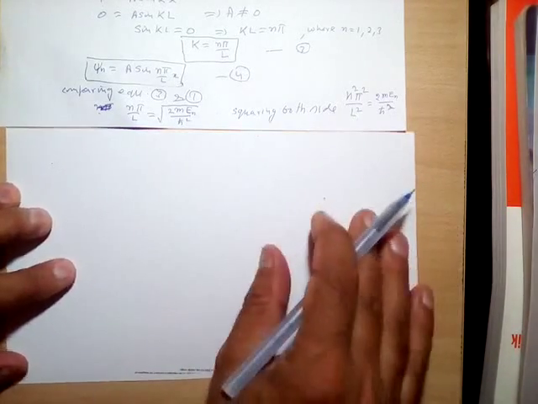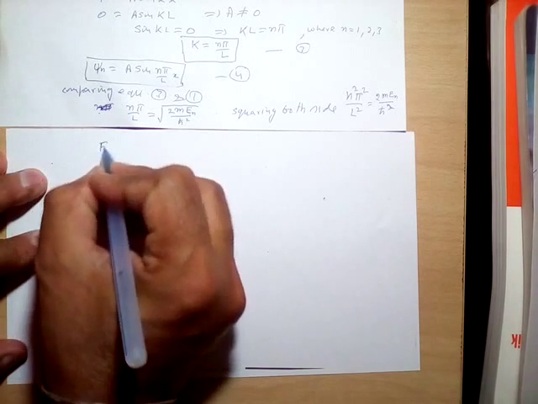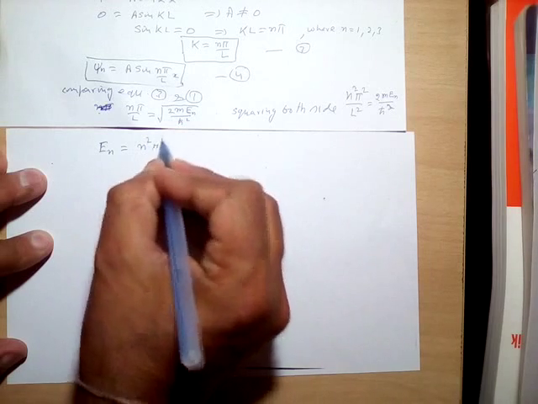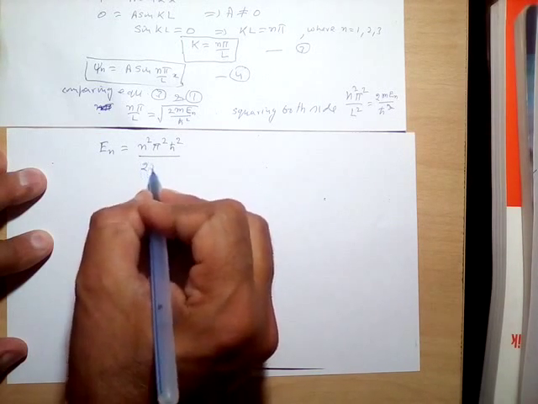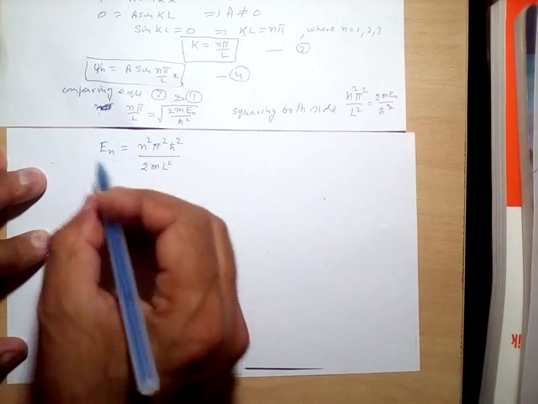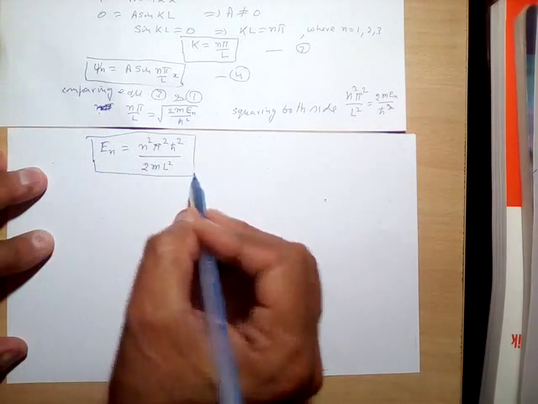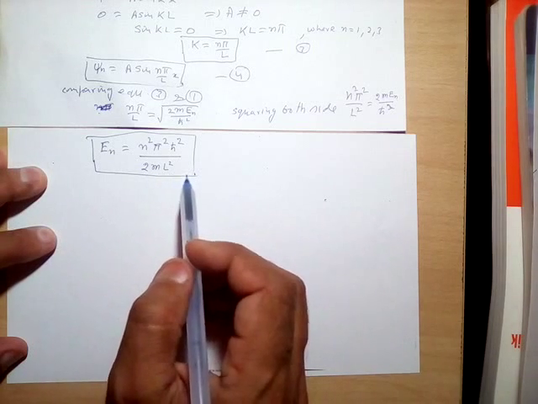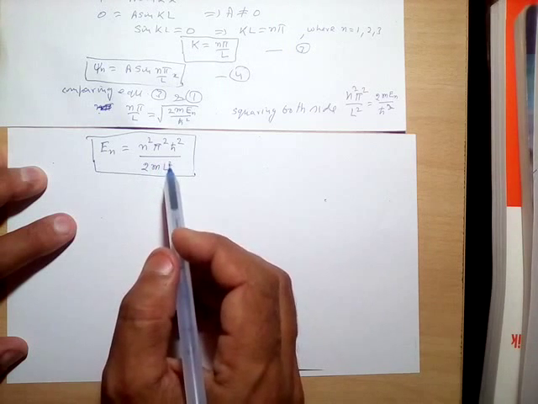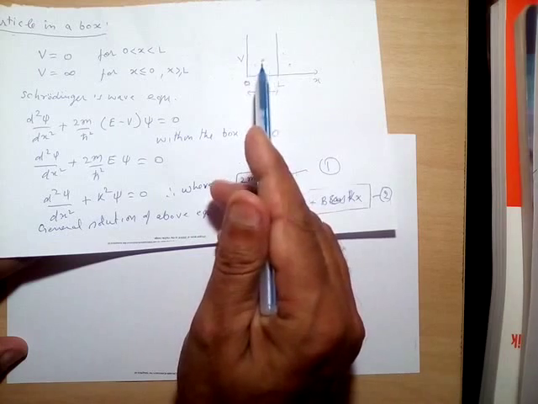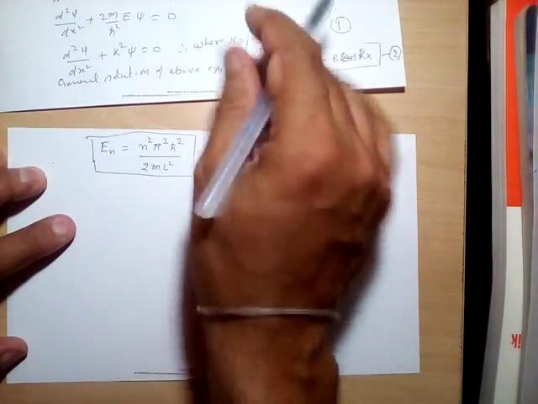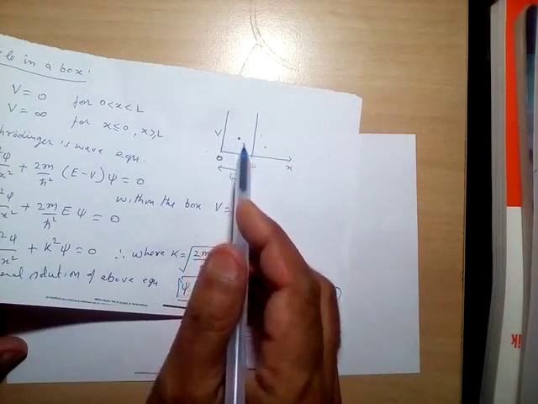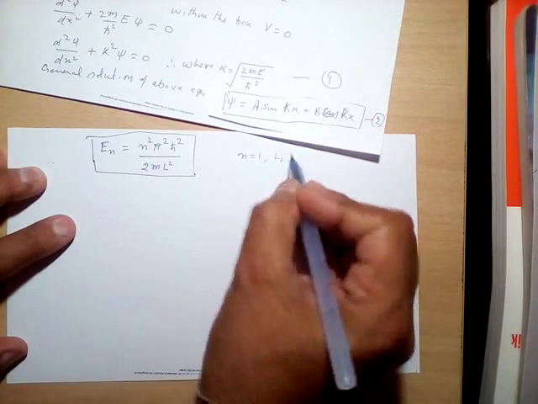On rearranging this equation, we will write En is equal to n square pi square h square by 2m L square. So this equation shows that the particle cannot have an arbitrary energy. What it has are discrete energies corresponding to n is equal to 1, 2, 3 like this.